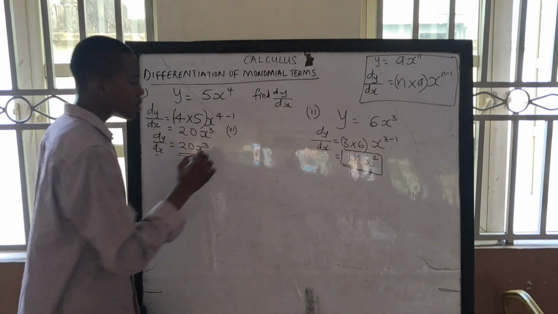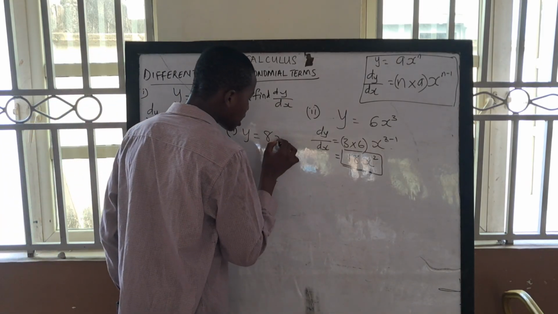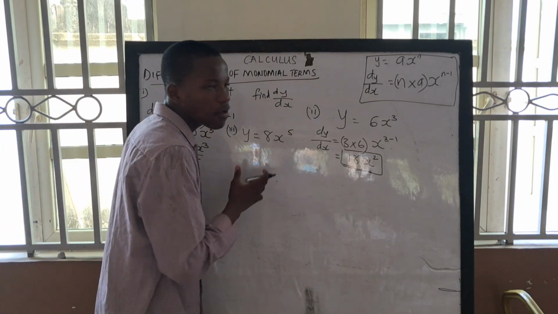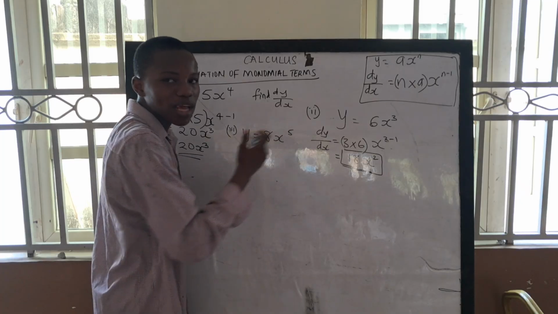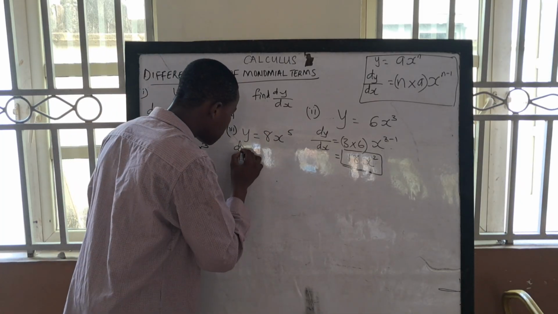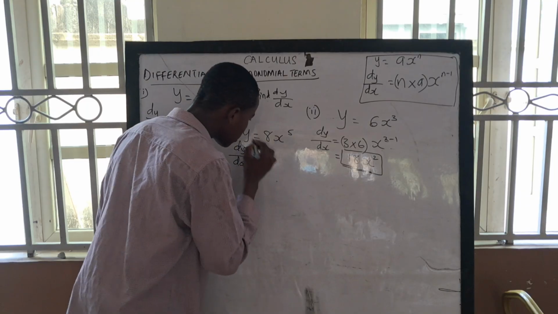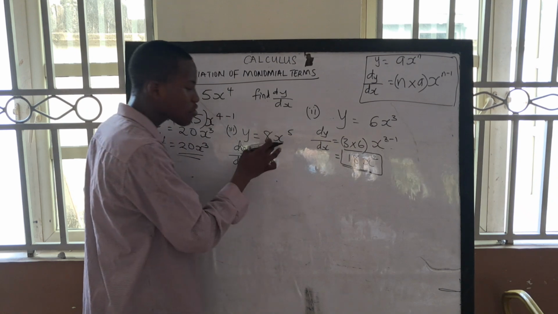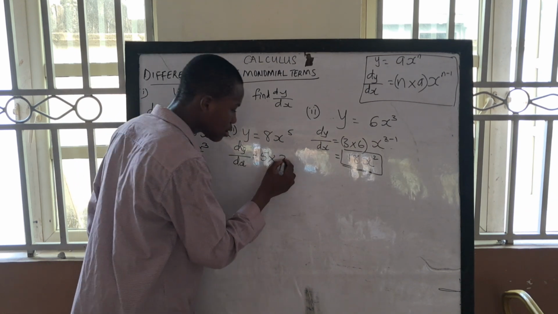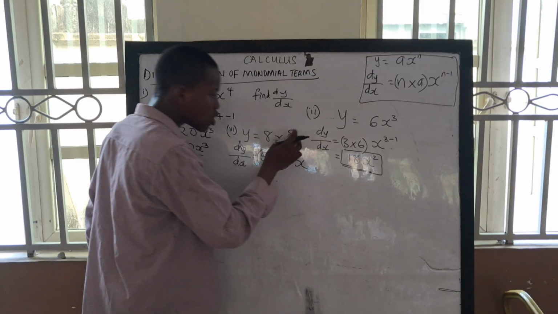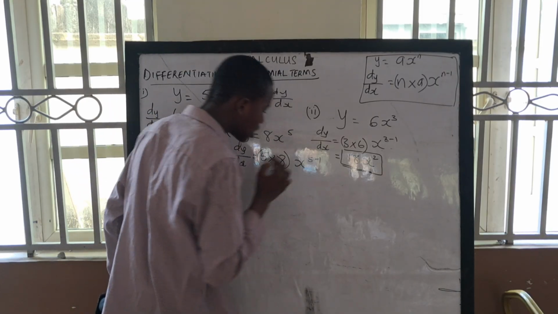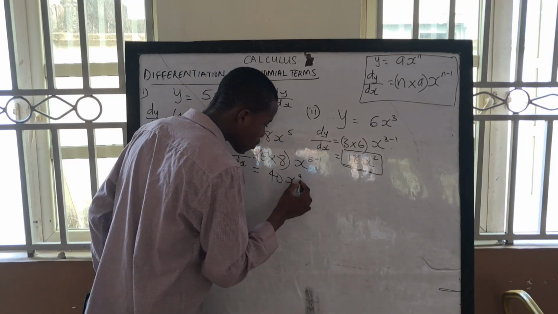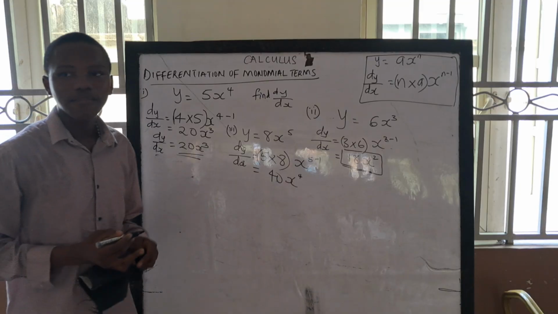If you have y equals 8x raised to the power of 5, then you have to differentiate this. Or they say find the rate of change of y with respect to x. So that means differentiate y with respect to x. I'll use the power of x, that's 5, to multiply the coefficient of x, which is 8. Then I subtract 1 from the power, that's 5 minus 1. 5 times 8 is 40, x raised to the power 5 minus 1, which is 4. So that's 40x raised to the power 4.